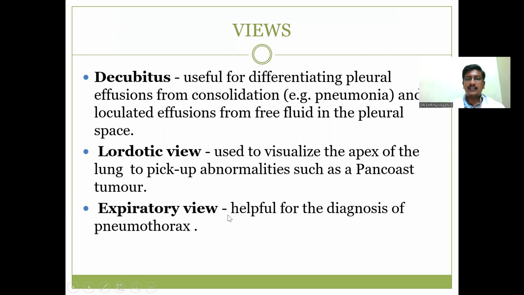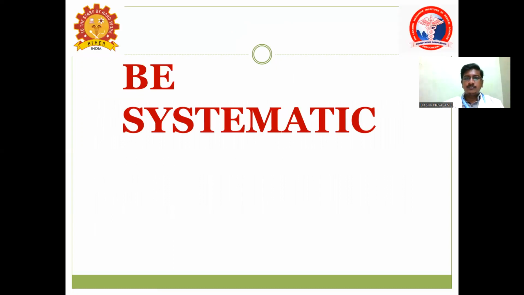And then what do you mean by expiratory view? Expiratory view is helpful for the diagnosis of pneumothorax, especially. So the lung is getting collapsed, and you can see the air. What do you mean by pneumothorax? Pneumothorax is nothing but air collected within the pleural space. That means the air between the visceral and parietal pleura. So that is called pneumothorax. These pneumothoraces you can pick up very well in the expiratory views. And foreign body trapping also we can pick up easily in the expiratory view.